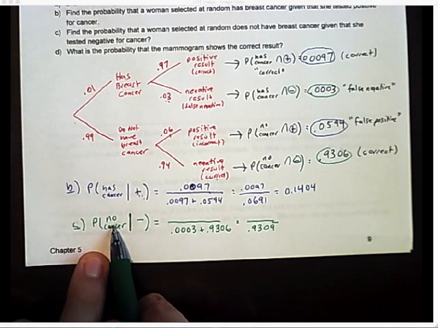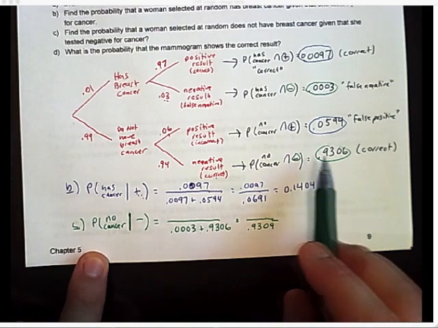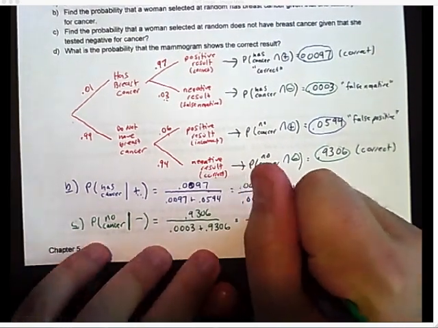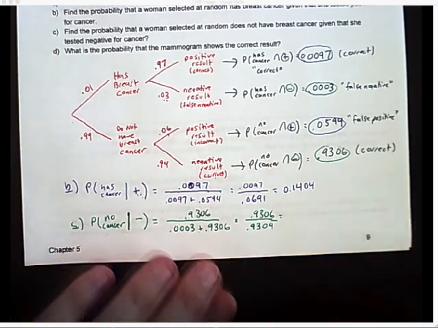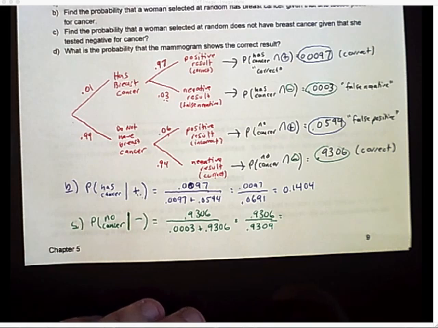All right. And of these numbers, which one is no cancer? Well, it's this one, no cancer and negative, 0.9306. Okay. So those numbers are so close to each other, this decimal is going to turn out to be something really close to 1, 0.9306 divided by 0.9309.